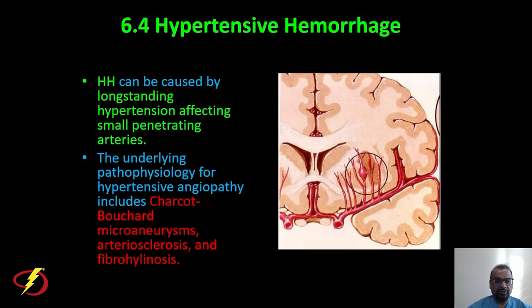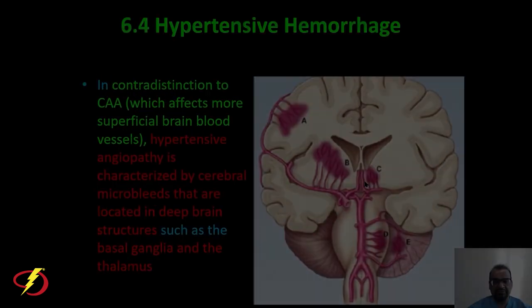Hypertensive hemorrhage is caused by long-standing hypertension affecting small penetrating arteries in the brain. So this is what we get here. We have these vessels that have been exposed to long-standing hypertension. You could get these small little aneurysms, which are called Charcot-Bouchard microaneurysms. I'm sorry if I butchered that pronunciation. I'm not French. You also get atherosclerosis, arteriosclerosis, which is hardening of small blood vessels in the brain, and fibrinohyalinosis, which again can cause these vessels to rupture and bleed. When they have these small bleeds, we have cerebral microbleeds. When they're larger, we have larger regions of hemorrhage.